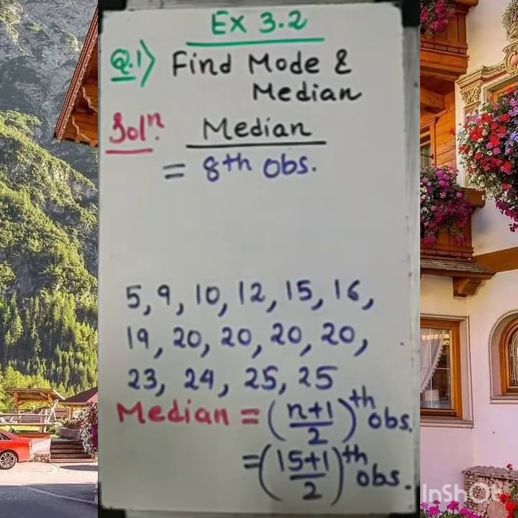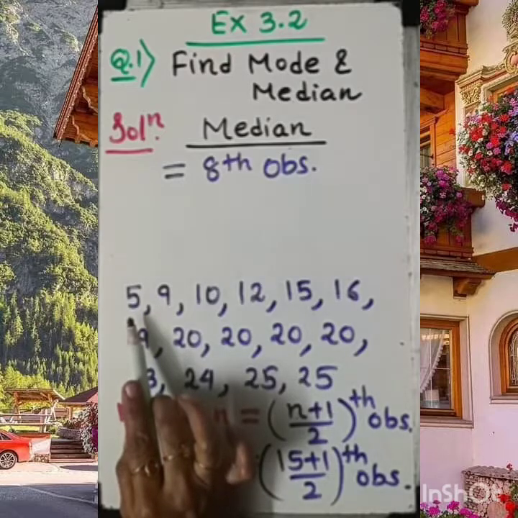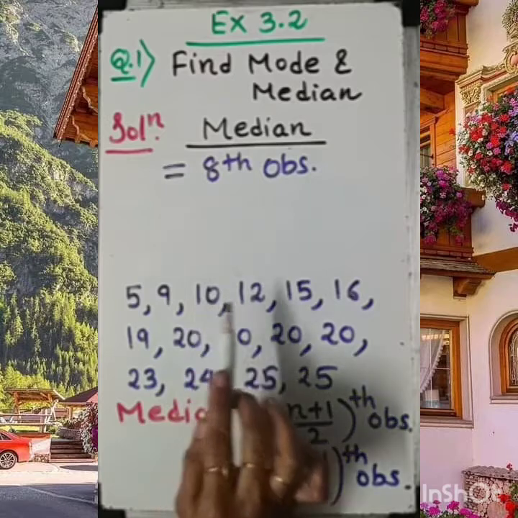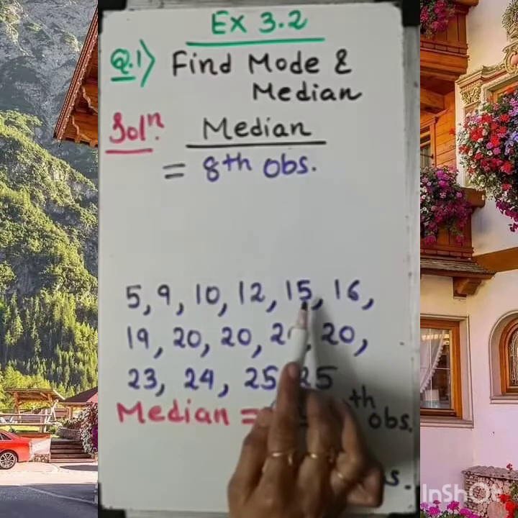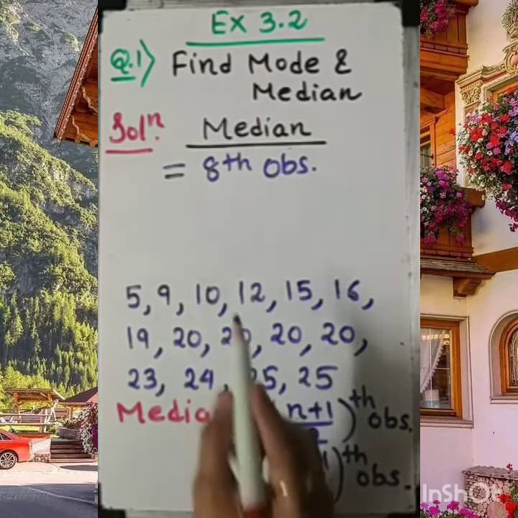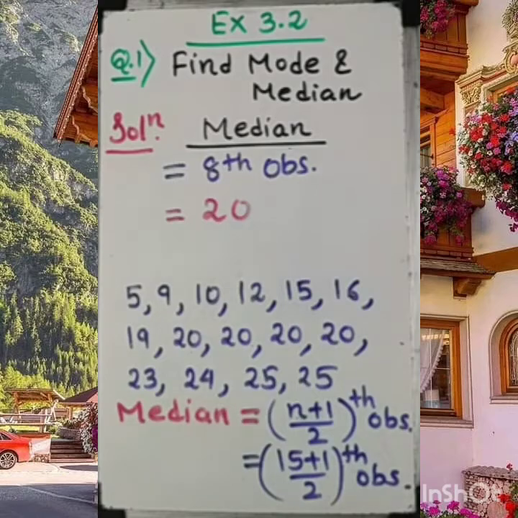Agree? Now, my dear student, as already we have arranged this, you can see if we calculate from the beginning to the 8th observation, it will be what? 1, 2, 3, 4, 5, 6, 7, 8. So it is coming 20. So I hope you understand how to find median. So median is also coming 20.